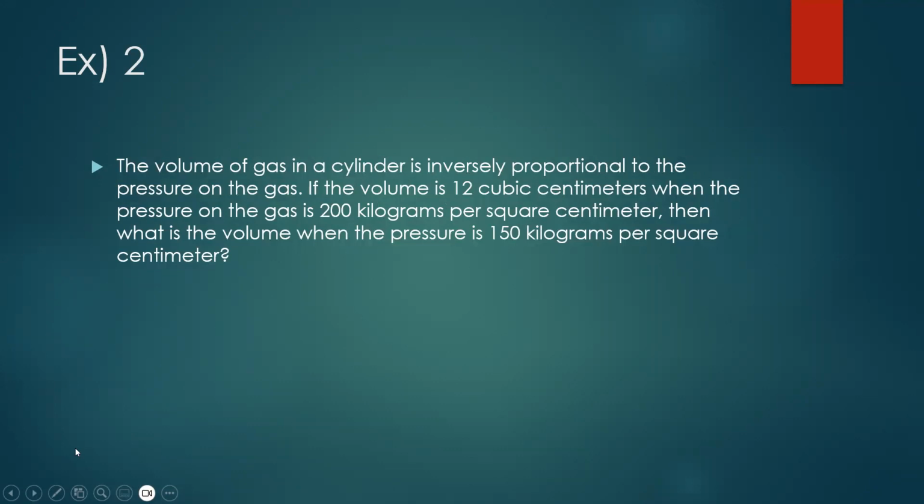Okay, let's do example 2. The volume of gas in a cylinder is inversely proportional to the pressure on the gas. If the volume is 12 cubic centimeters, then the pressure on the gas is 200 kilograms per square centimeter. Then what is the volume when the pressure is 150 kilograms per square centimeter?